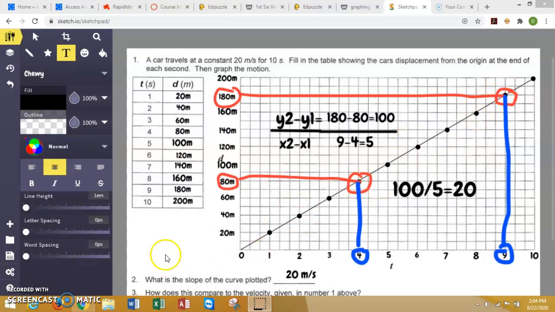When you see straight lines, it means something is constant. So you need to know this. If you see a straight line, something is constant. In this case, our slope is constant. What does that mean? That means after every second, the displacement is the same, which means I'm going the same speed every second. So I have constant velocity.